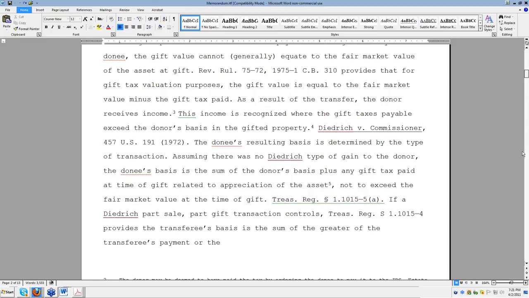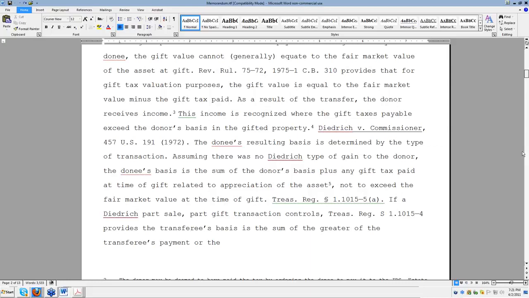Diedrich versus the Commissioner, 457 U.S. 191. The donee's resulting basis is determined by the type of transaction. Assuming there was no Diedrich type of gain to the donor, the donee's basis is the sum of the donor's basis plus any gift tax paid at time of gift related to appreciation of the asset, not to exceed the fair market value at the time of the gift.